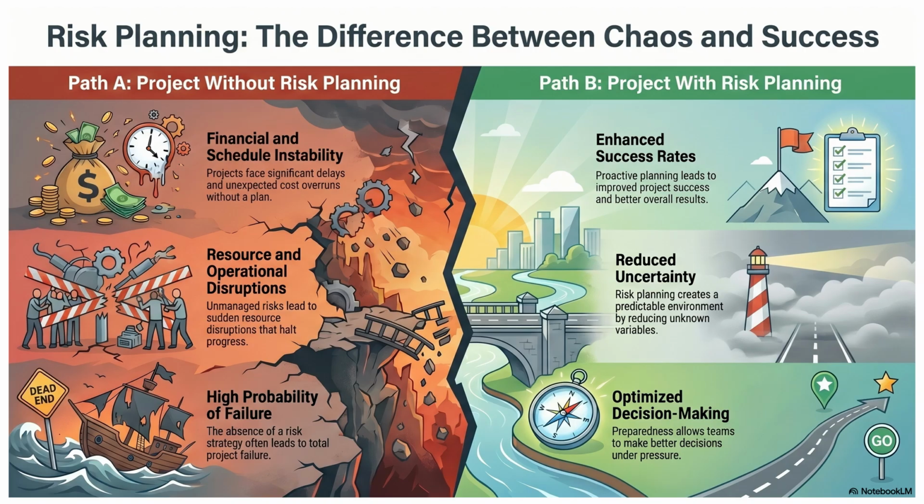Third, it supports better decision making. When risks are analyzed in advance, project managers can make better decisions under pressure instead of reacting blindly when problems arise. So the message of this slide is simple. Risk planning can be the difference between chaos and success. It does not guarantee that no problem will occur, but it increases preparedness, reduces disruptions, and improves project control. And that is exactly why risk planning is an important part of project management.